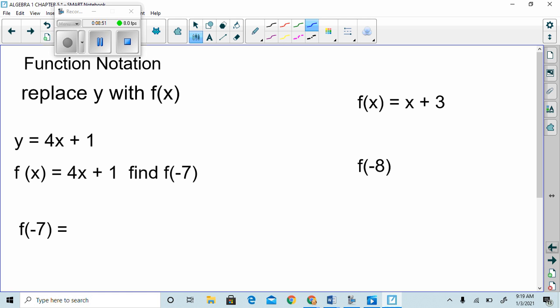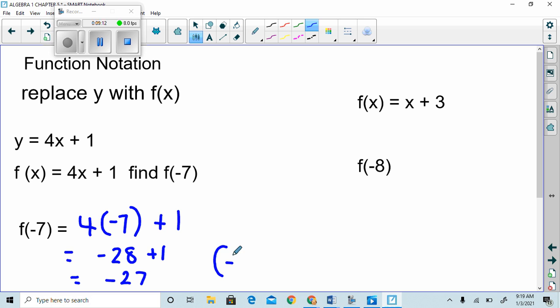So given y is equal to 4x plus 1, replace that with f of x, and now we're going to replace x with -7 to evaluate this function. And we'll get -28 plus 1, which gives me -27. So when I input -7, my output is -27.